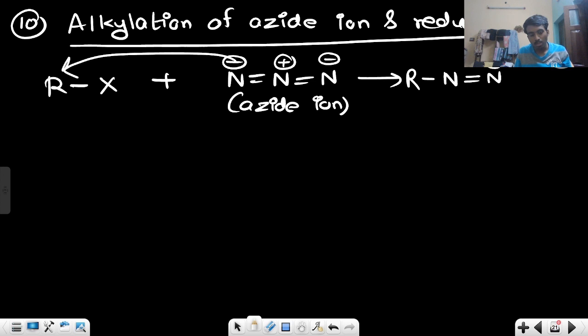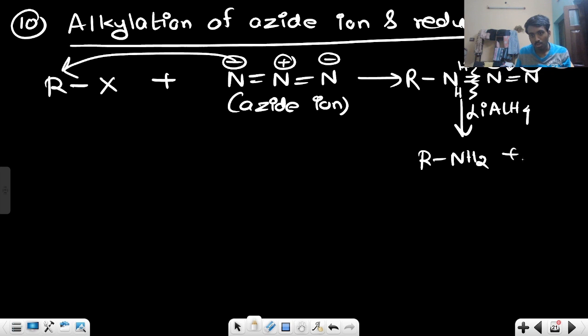double bond N plus double bond N minus. Okay. Then when I am reducing it using LiAlH4, what happens is this bond will break. 2 hydrogens will come this side because 2, and this side nothing will go. Hydrogens will come this side. This bond will come over here. Alright. So what will form is RNH2 plus the nitrogen will be going out. Clear? This is alkylation of azide ion and its reduction. Doubt?